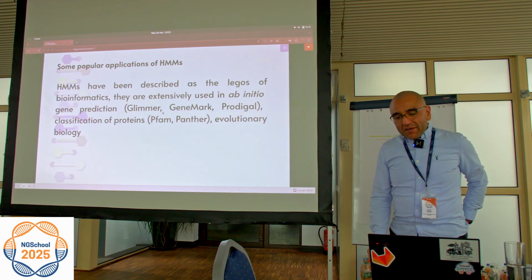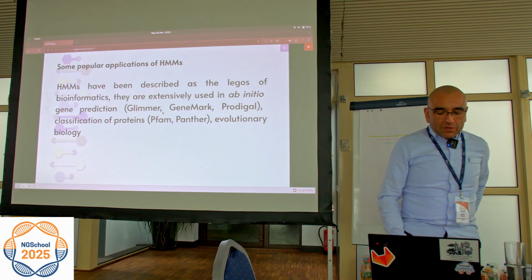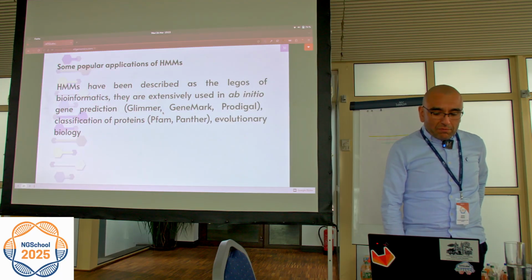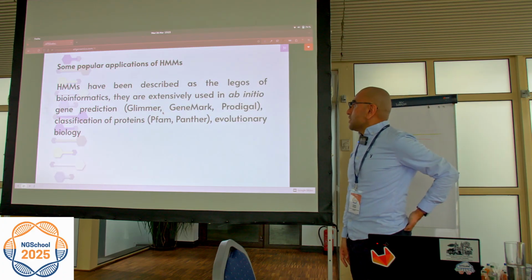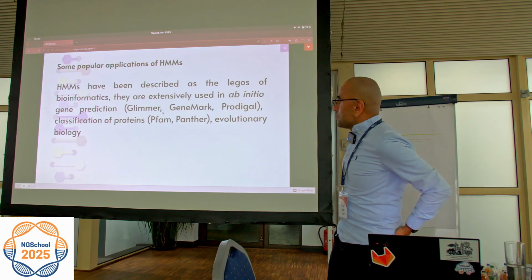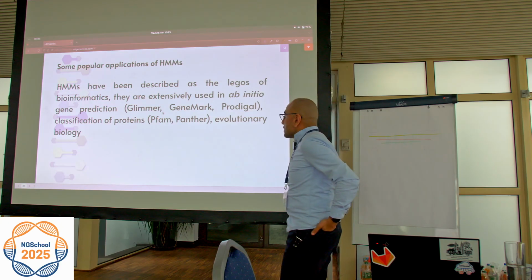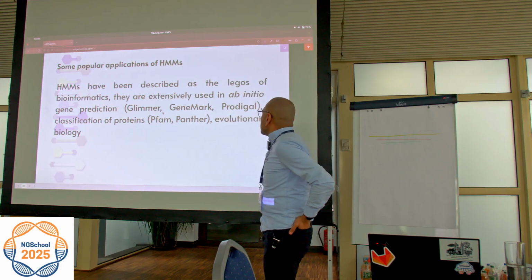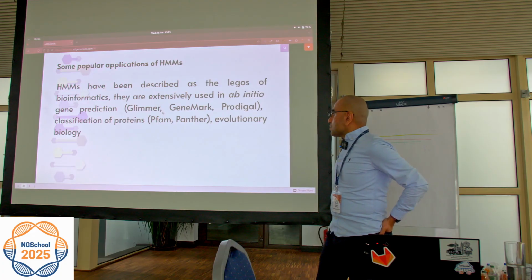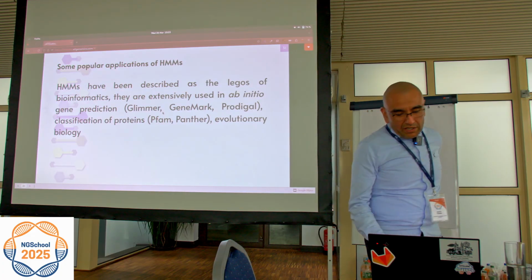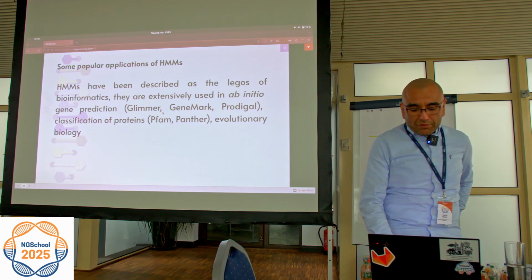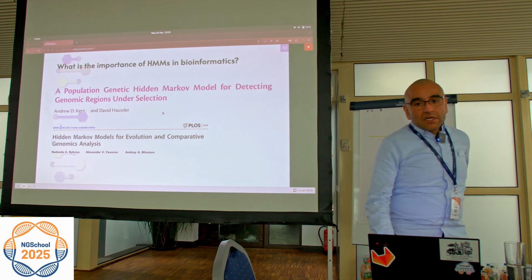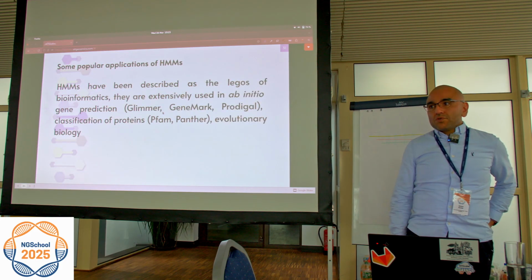So why are hidden Markov models popular in bioinformatics? They have been described as the Legos of bioinformatics, and they are extensively used in ab initio gene prediction, such as Glimmer, GeneMark, and Prodigal, and in classification of proteins and evolutionary biology. They are also very efficient in terms of hardware requirements, with a very low memory footprint. And remember what I told you about using the right labels.